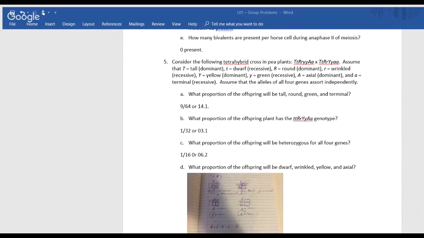So what you're going to do is just do individual Punnett squares for the T's, the R's, the Y's, and the A's. And so you can see down here it's rather small, but this is what's going on in order to fit it into the screen share. So what portion of the offspring will be tall green? So we're looking for these characteristics. We're looking for the phenotype, not the genotype.